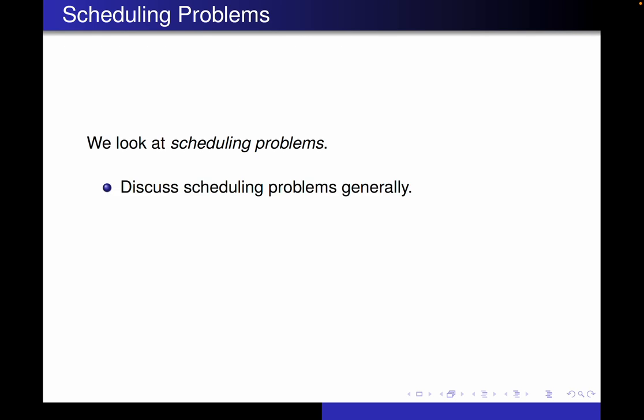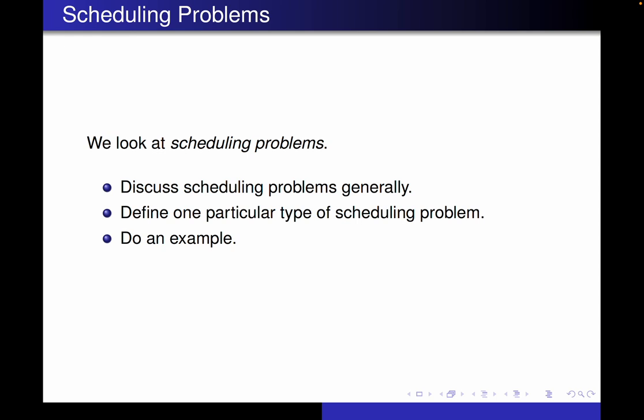For our last algorithm in the course, we are going to look at scheduling problems. First, we're going to discuss scheduling problems generally, what the issues are and what sort of things we're going to try to solve. And then we're going to look at one very particular type of scheduling problem and learn how to solve that one, and we'll do an example.